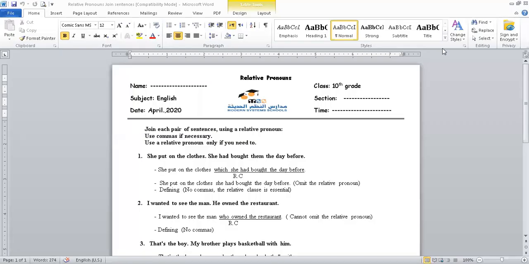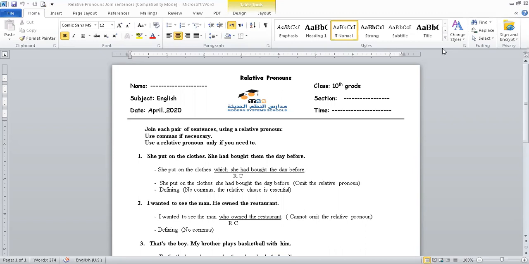Okay, now let's have a look at this worksheet. Here we have many objectives you have to recognize. Number one, join each pair of sentences using a suitable relative pronoun. Number two, use commas if necessary. In a defining relative clause, we don't use commas. In a non-defining relative clause, we use commas. Number three, use a relative pronoun only if you need to. We can omit the relative pronoun if it defines an object only.